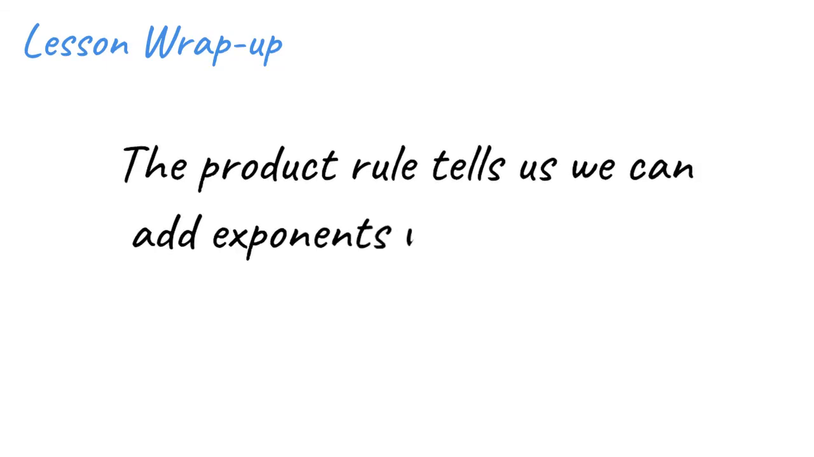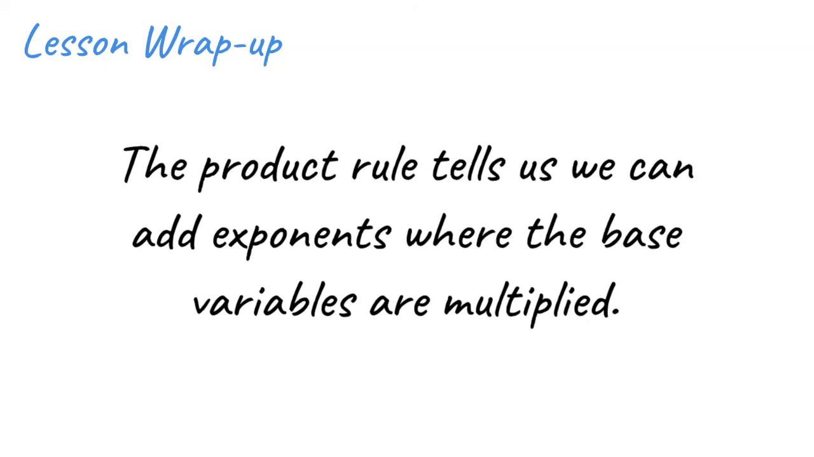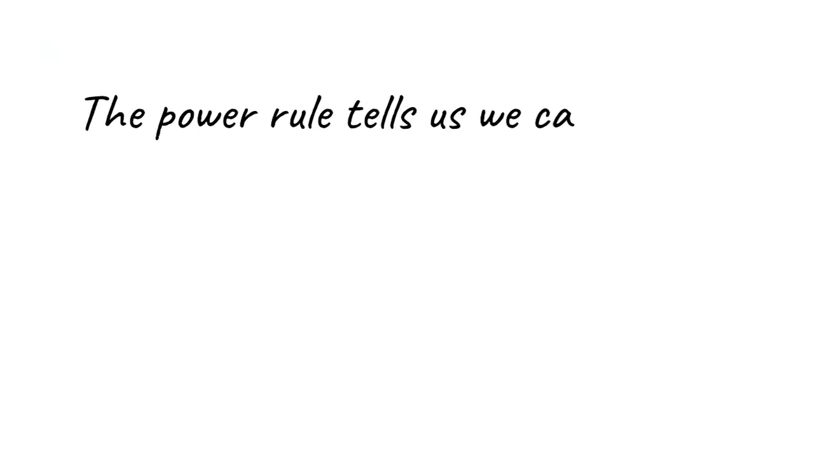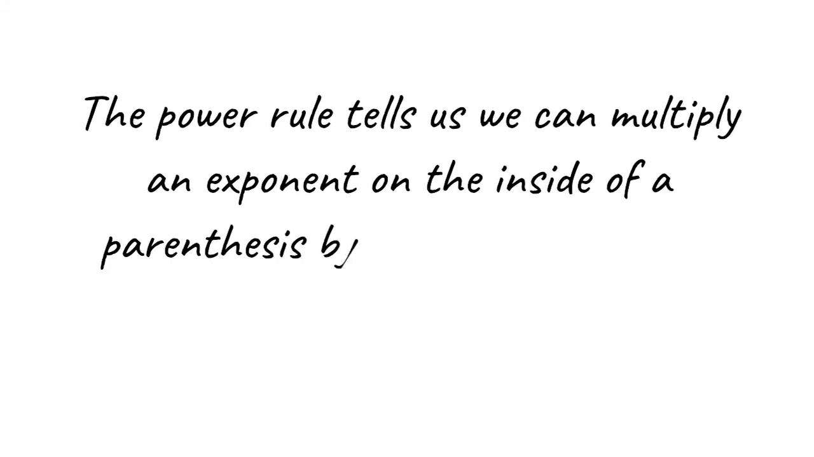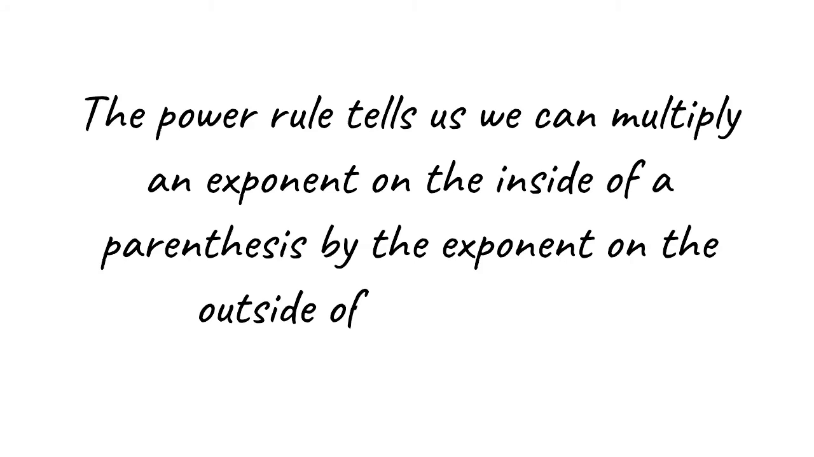So let's review. The product rule tells us we can add exponents where the base variables are multiplied times each other. The power rule tells us we can multiply an exponent on the inside of a parenthesis by the exponent on the outside of a parenthesis.